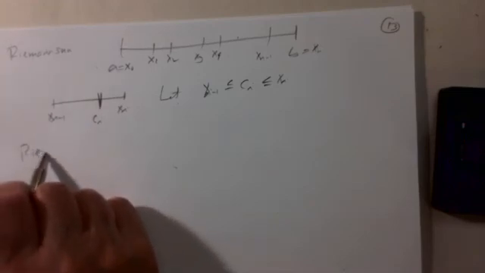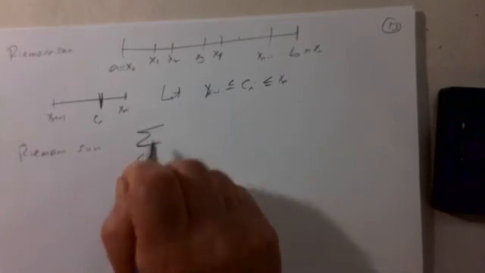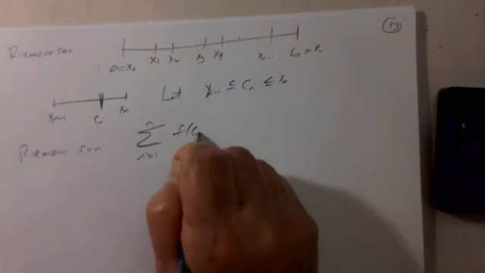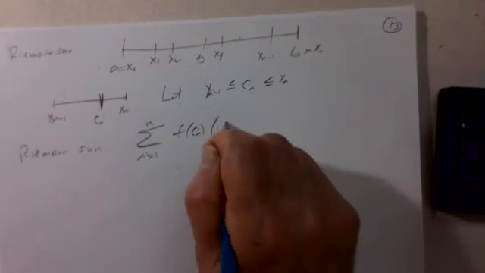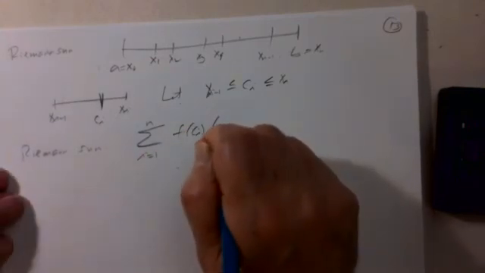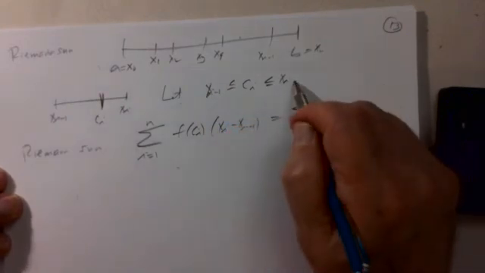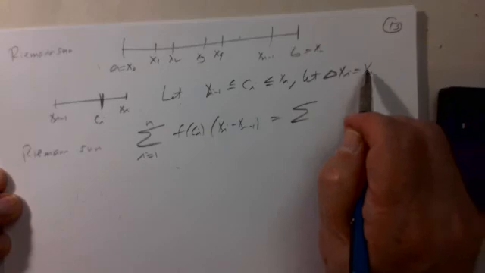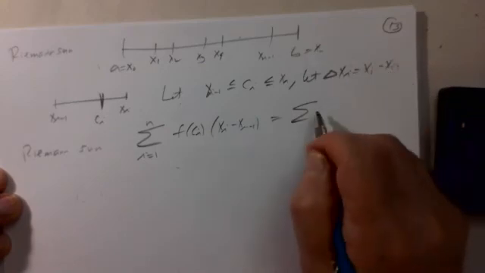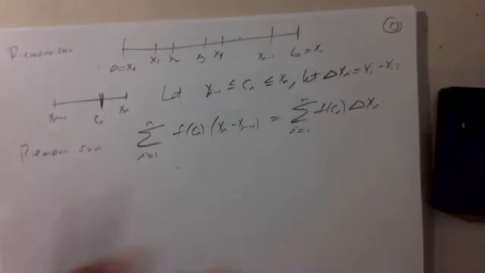And the Riemann sum is summation, i goes from 1 to n, the value of the function at the point c i times x i minus x sub i minus 1, the length of the subinterval, which we usually abbreviate by delta x i. So this is summation f of c i delta x i, i goes from 1 up to n. That's what is called a Riemann sum.